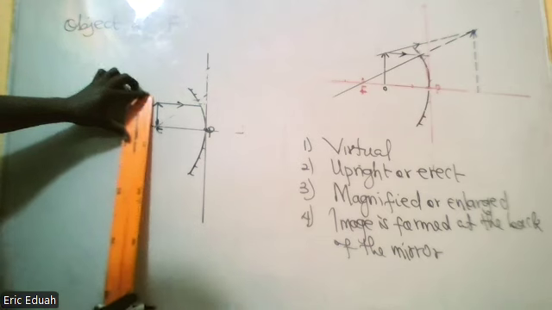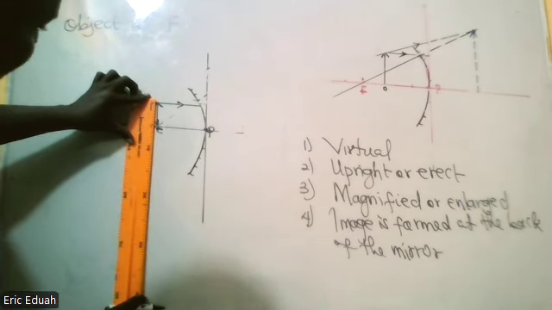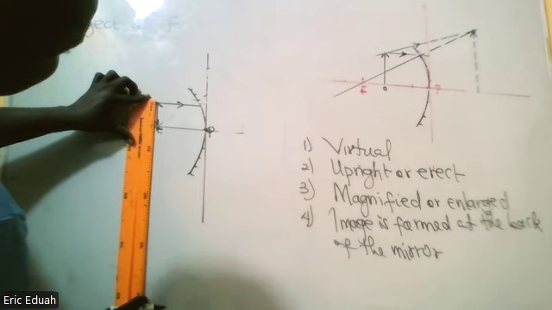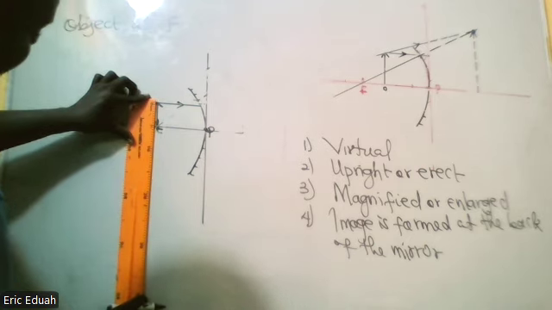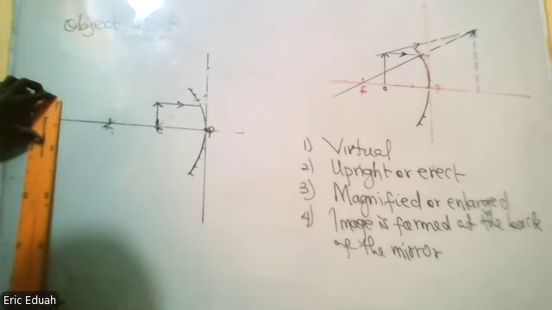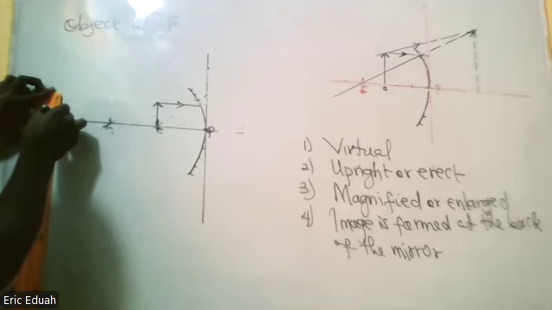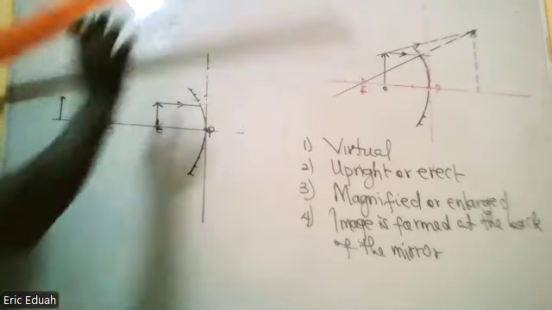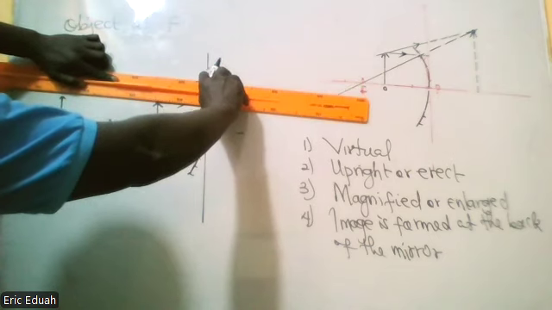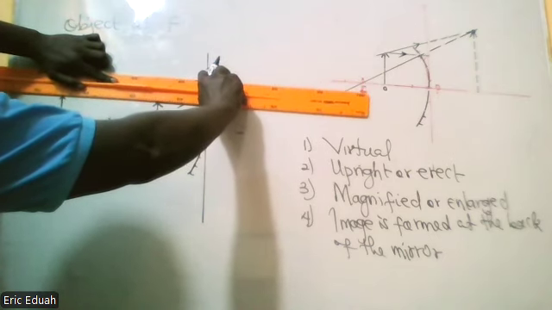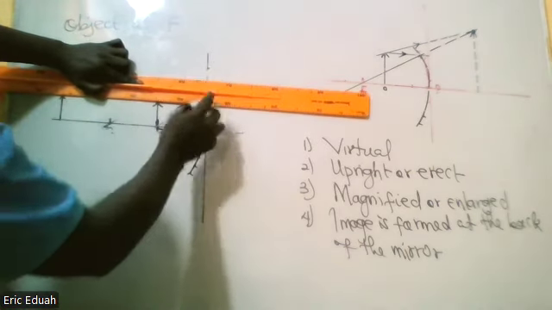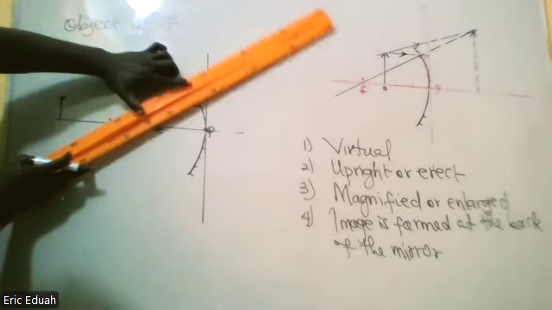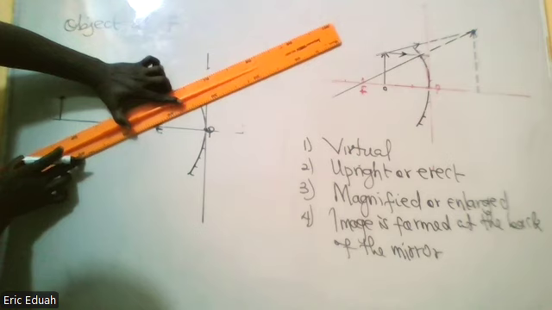The way to go about this is also that you measure the object height. I'm having something around 5 centimeters. So measure 5 centimeters from here. So it's good, and you can use this as a guide to draw your parallel line. When I pick the head of this, I also pick the head of this. And that can help me get a ray parallel to the principal axis, so that after reflection, it must pass through F.